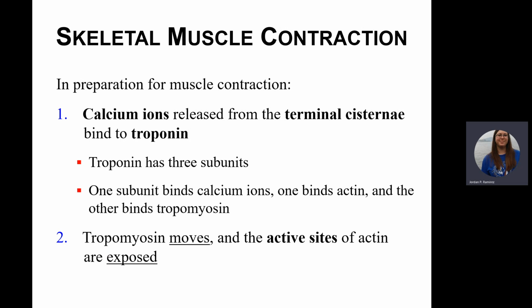So troponin has 3 subunits. One will bind calcium, one binds actin, the other binds tropomyosin. That's not really important. What I want you to know is calcium will bind to troponin. That's what I want you to know. So when calcium binds to troponin, that causes the little blue regulatory protein, tropomyosin, to move. Conformation change. And the active sites of actin, the little purple beads, they're going to be exposed now. Okay?